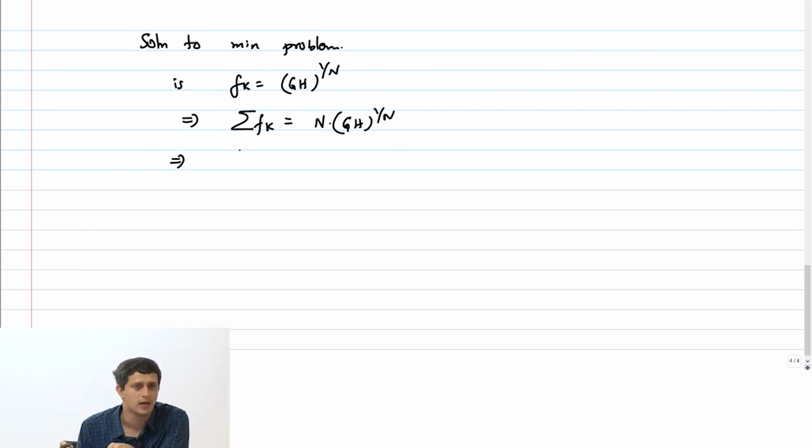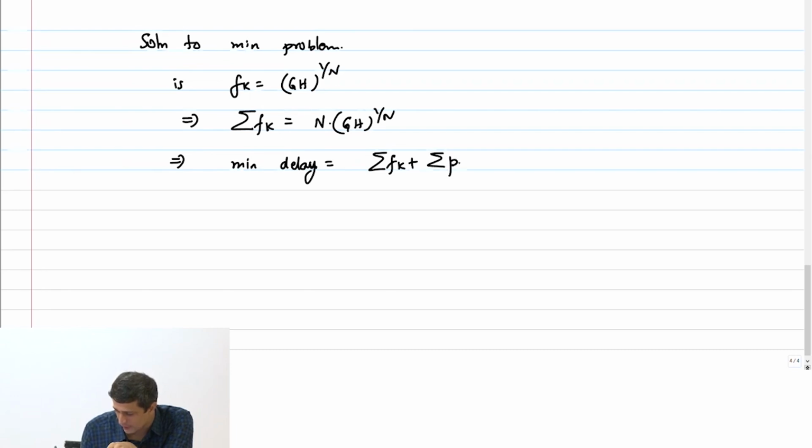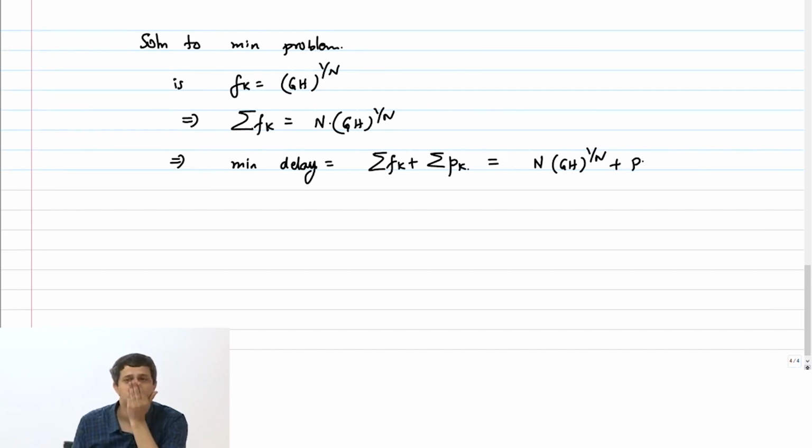the minimum delay, which is basically the summation of Fk plus the parasitic effort, right? Minimum delay is the summation of Fk plus summation of Pk, which is simply going to be n into (G into H) whole power 1 by n plus P.